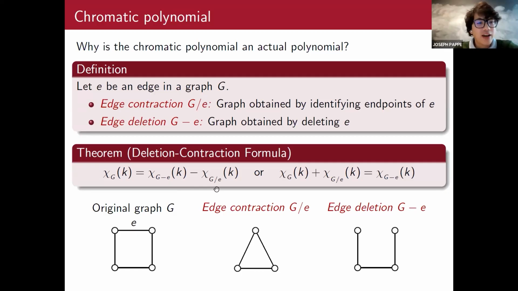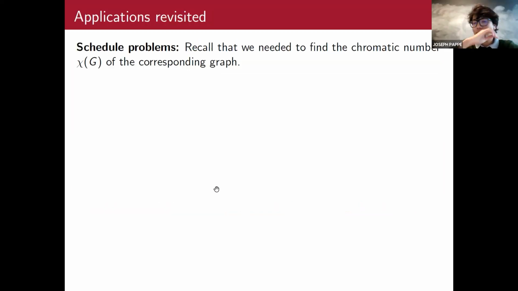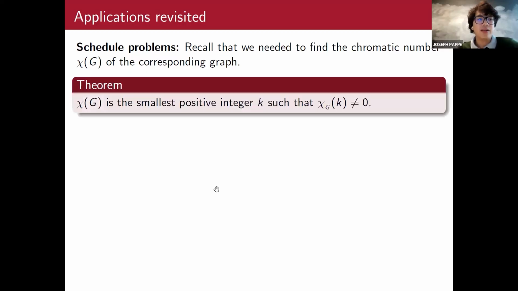So now that we have a way to calculate this, maybe let's go back to our applications and see why this helps us in solving our two problems. Our first problem was the scheduling problem. We needed to find the chromatic number of our graph. So how does the chromatic polynomial help us find the chromatic number? Well, it turns out that the chromatic number is the smallest positive integer k such that when we plug this number k into our chromatic polynomial, it's not 0.